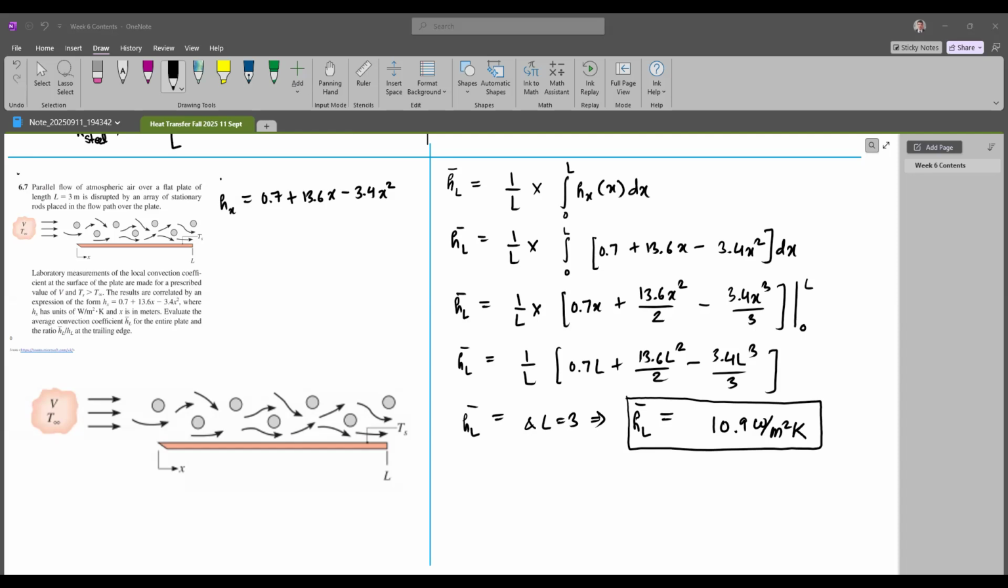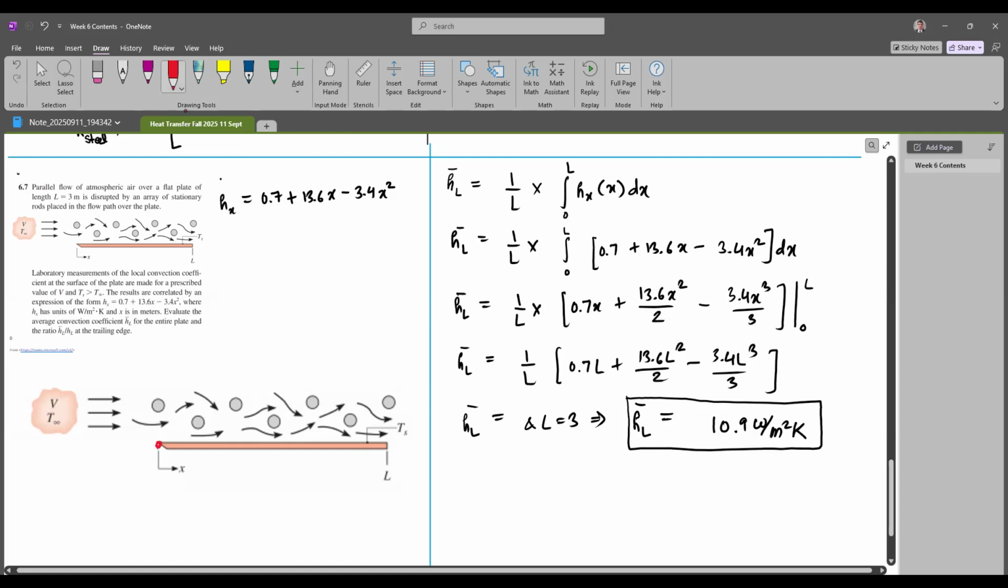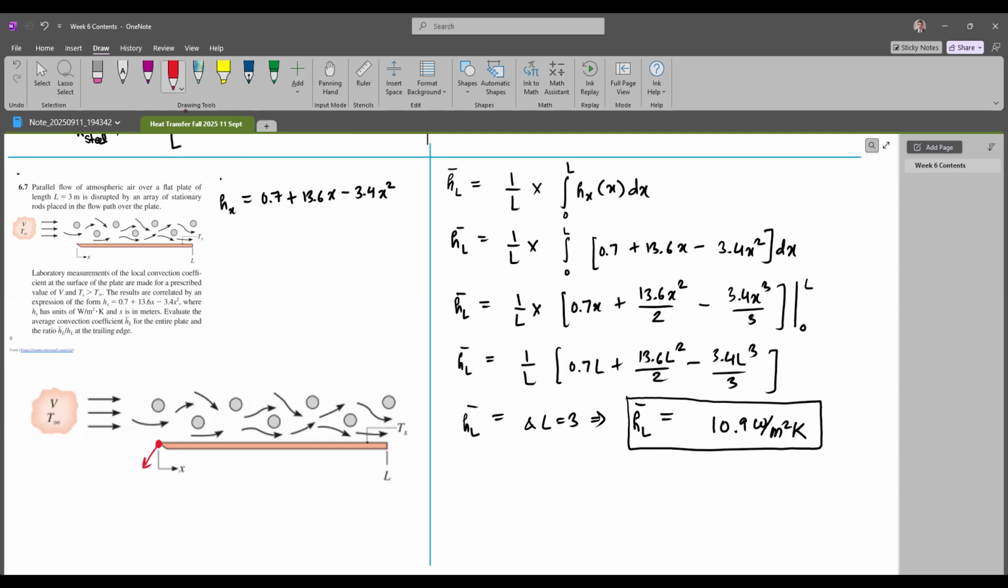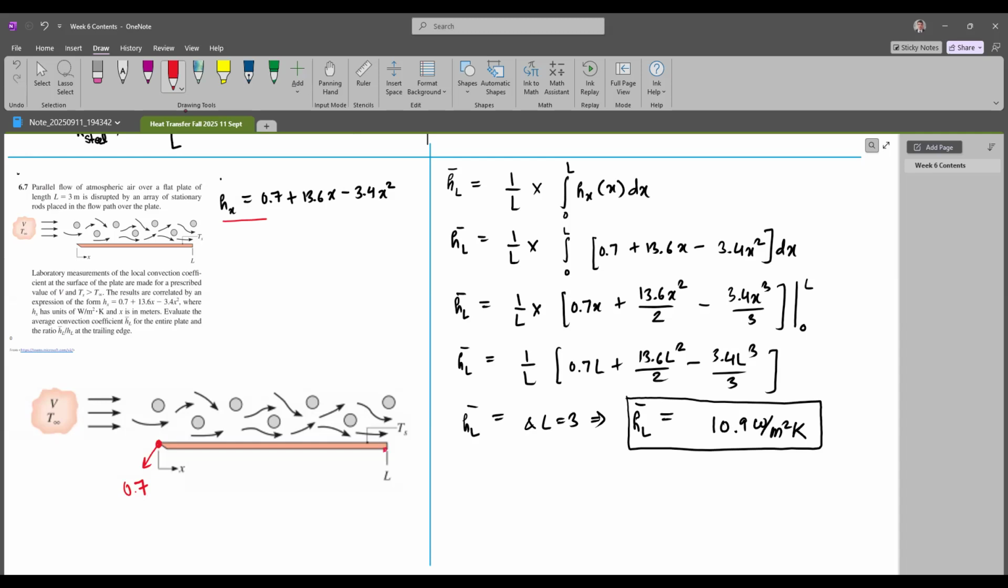So let's use a red pen. What is the heat transfer coefficient over here? Can someone tell me? It's if x equals 0 here, right? So from this equation, we can get the heat transfer coefficient at the leading edge as 0.7. They're asking us to evaluate the average convection coefficient HL bar that we have got for the entire plate and the ratio HL bar over hx at the trailing edge. So this is the trailing edge, right?